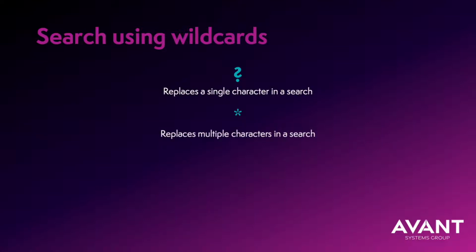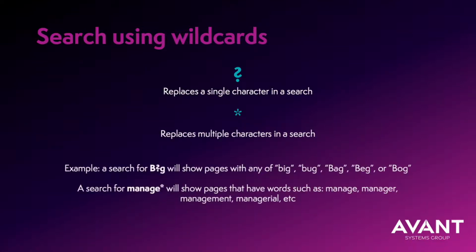For example, a search of B?G will show pages that have any of the following words: big, bug, bag, beg, or bog. A search for manage with a star will show pages that have words such as manage, manager, management, and managerial. You can even combine wildcard characters with exact matches and operators in a single search query to find something very specific.